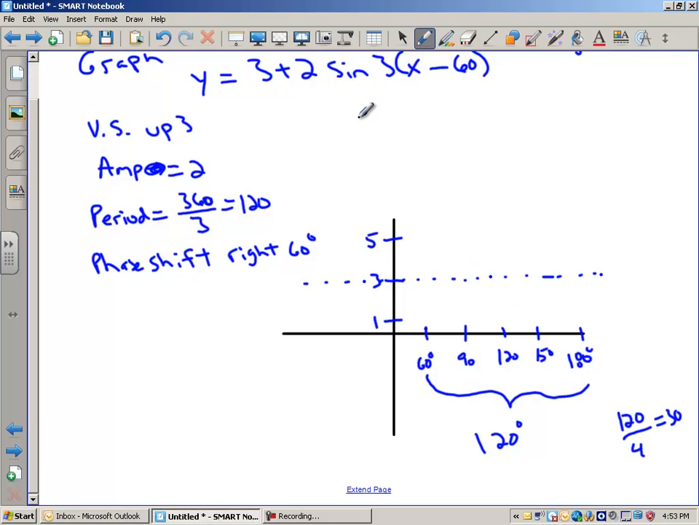This is a sine graph. Sine starts in the middle. So we go to our phase shift and we put a dot in the middle. Then sine goes up, back to the middle, down, and then back to the middle.